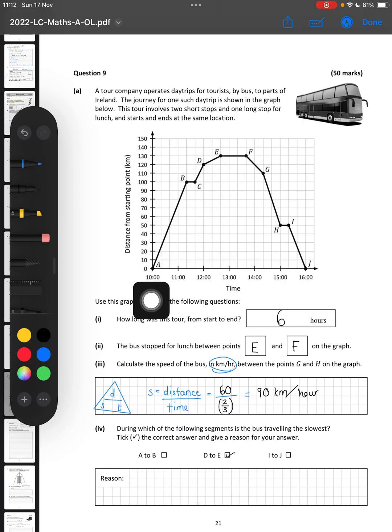You could find each of the speeds. You could find speed from A to B, you could find speed from D to E, and speed from I to J. Some people did that, and that was lovely. But really, just quickest way of getting full marks here is that D to E has the least steep of the three. That's the key here. It's the least steep of the three segments, or line segments.